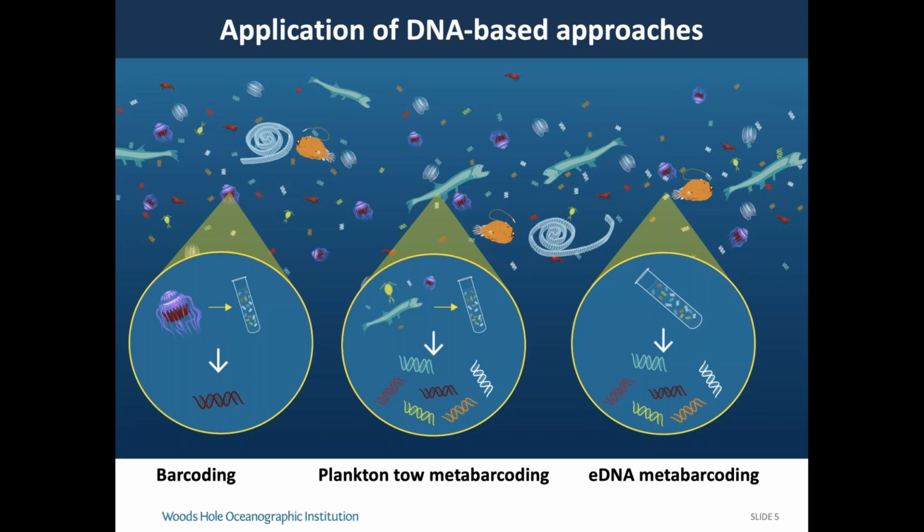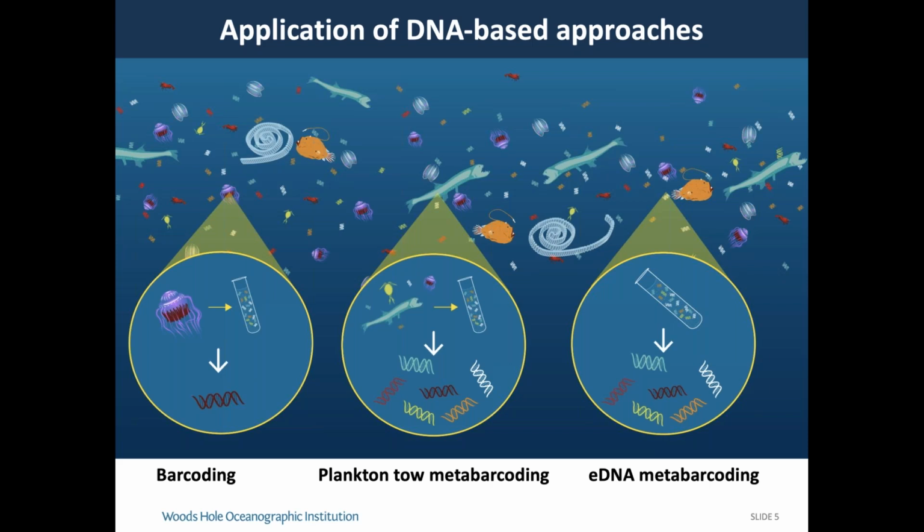So you can take the contents of a plankton tow, for example, and grind those up and get hundreds of thousands of sequences that represent everything that was in that sample. And then with eDNA, which stands for environmental DNA, we don't need the animals themselves anymore. We can just sample for the trace genetic signatures that they leave behind as they move through the water.